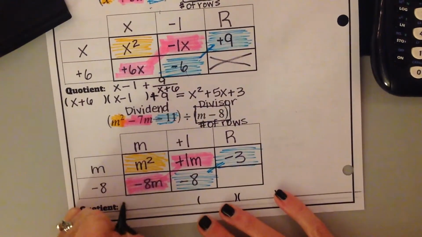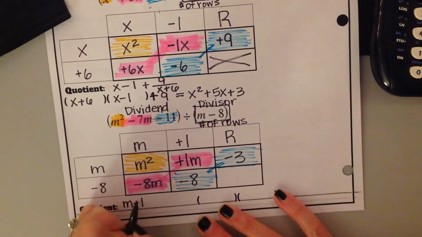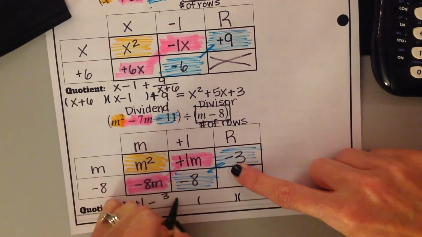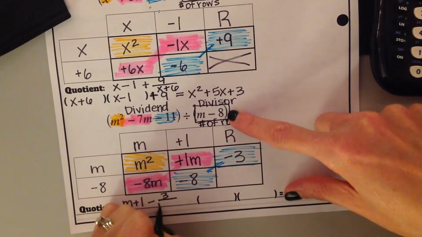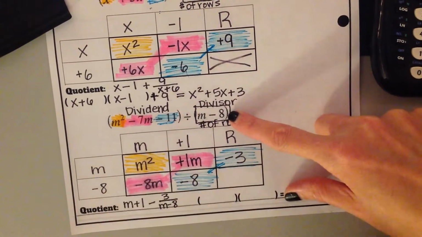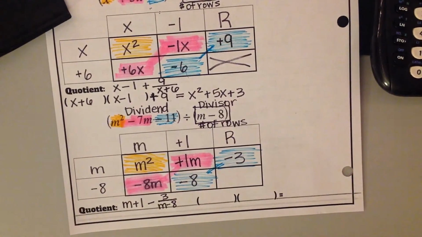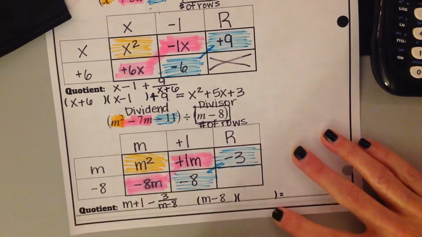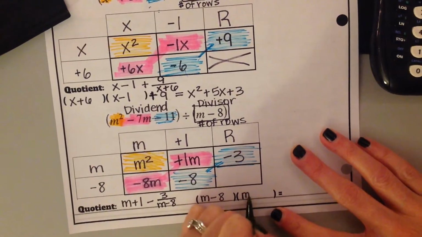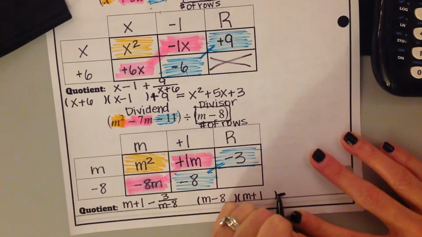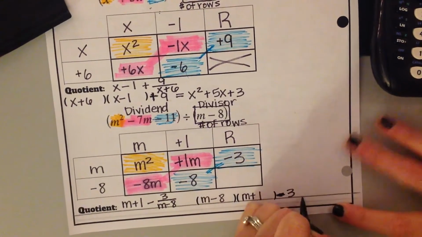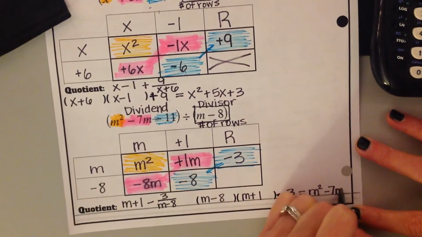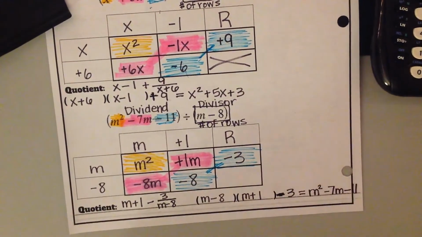So if my quotient is m plus 1, since my remainder is negative, it's going to be minus my remainder divided by my divisor, because that is what we are dividing by. So when I write my multiplication problem, it's going to be my rows, m minus 8, times my columns, m plus 1, minus 3 for my remainder has to equal m squared minus 7m minus 11.